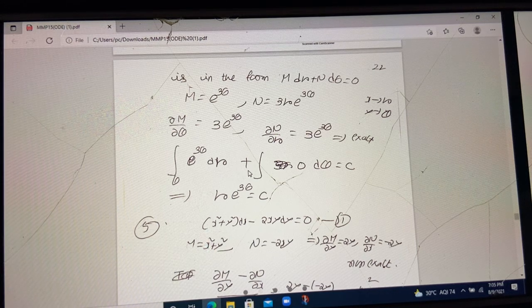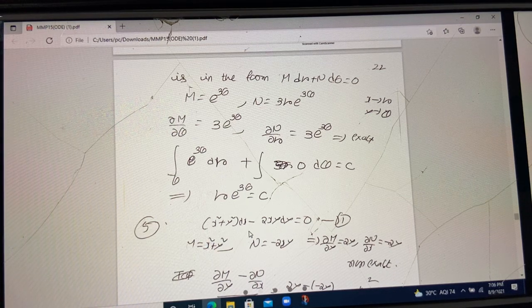Is it clear now? Here we have solved exact equations till now. If it is non-exact, what do we have to do? We have to get the integrating factor. So if it is non-exact, you will be asked to find the integrating factor.